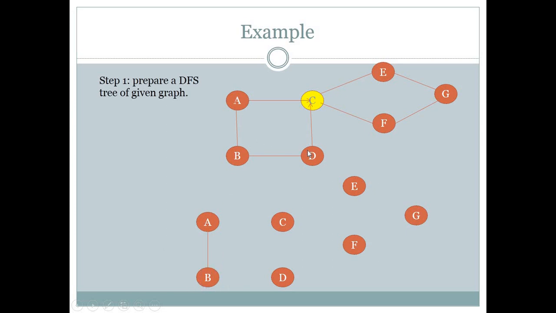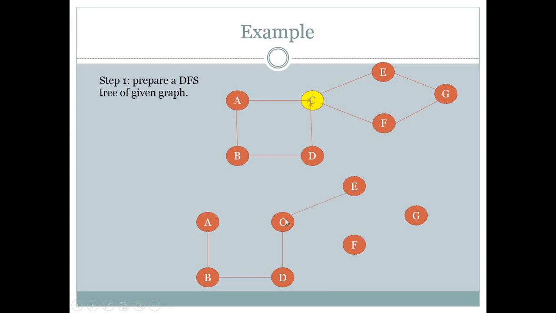B has only one adjacent node, D, so we connect B to D. Now our DFS says find the adjacent nodes of D. D has only one adjacent node, which is C, so we connect D to C. Now we find the adjacent nodes of C. C has three adjacent nodes, A, E and F, but A is a visited node, so we cannot go from C to A. Two unvisited nodes are available from C.